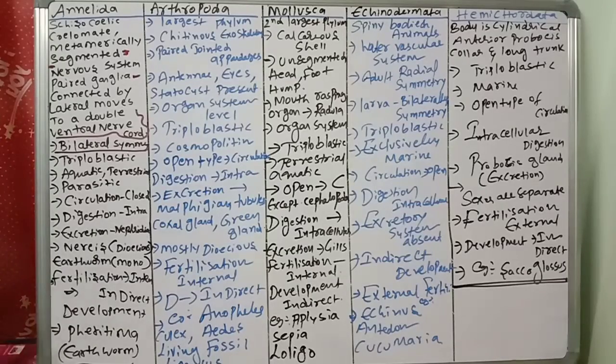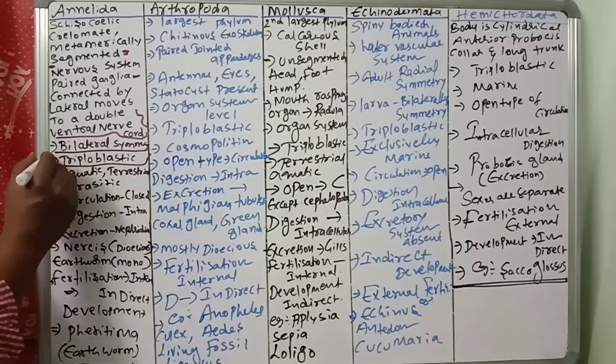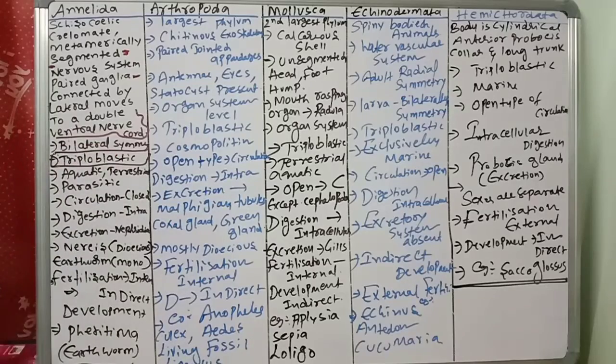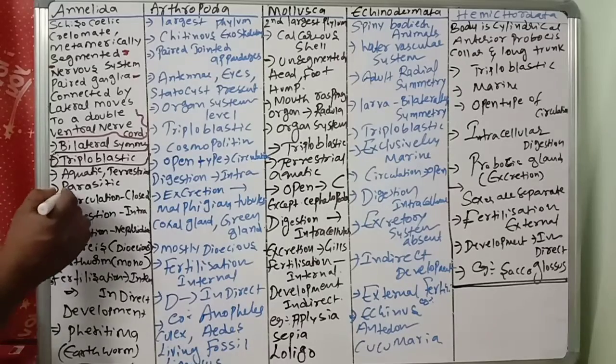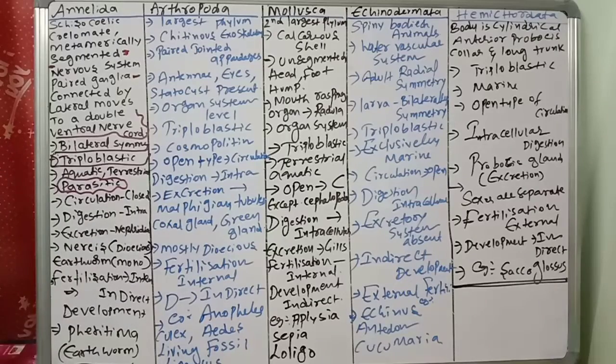Next, they are triploblastic. What is the meaning of triploblastic? They have three layers: ectoderm, mesoderm, endoderm. Next, they are aquatic and terrestrial; they live in the water and on the land. Some are parasitic, meaning they live on the host body of other animals and gain the benefits.